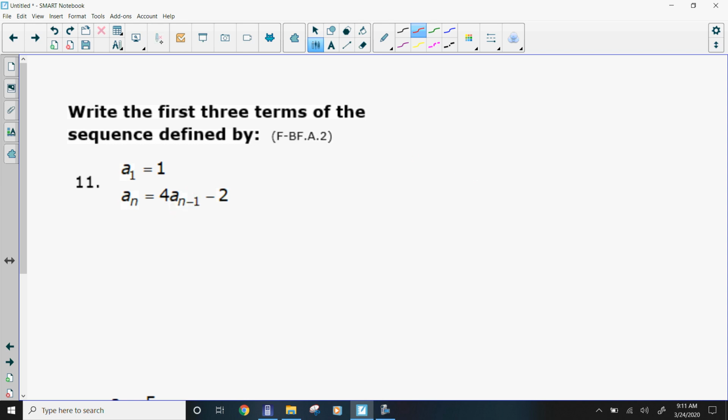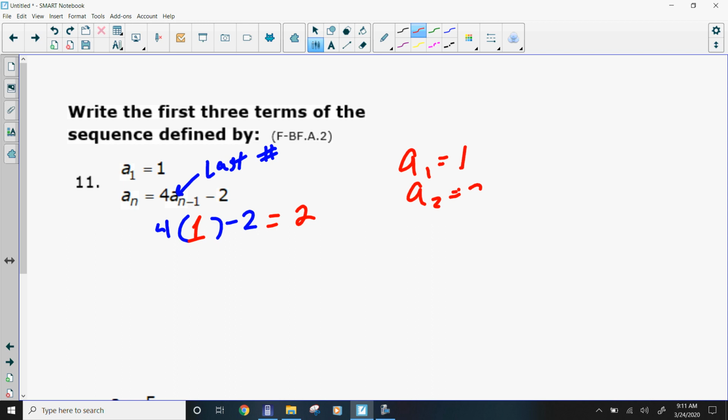So the first number is 1. What the recursive formula says is this piece right here means the last number, the last answer that we had. So if we're going to do 4 parentheses minus 2, the last number is 1. So 4 times 1 is 4, and 4 take away 2 is 2. So that means the second number is 2.